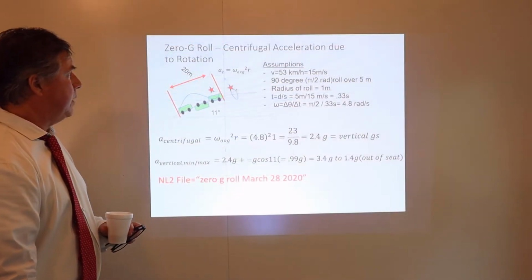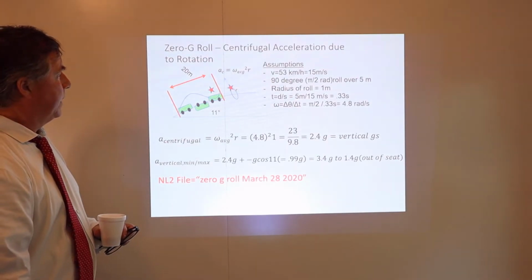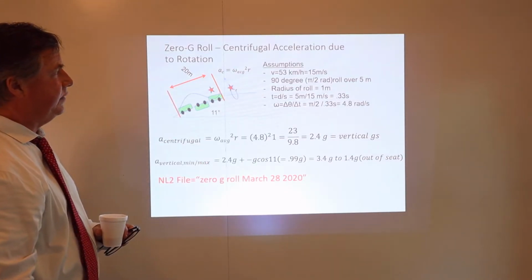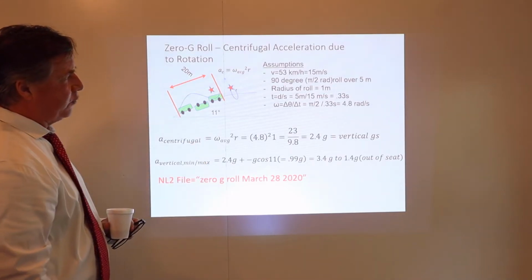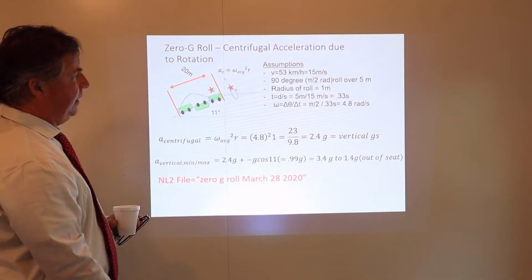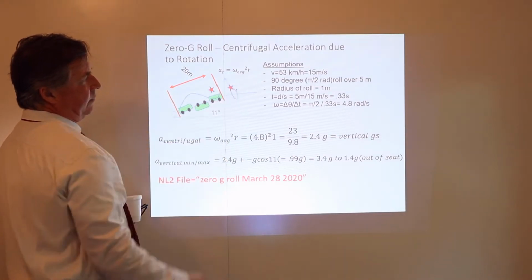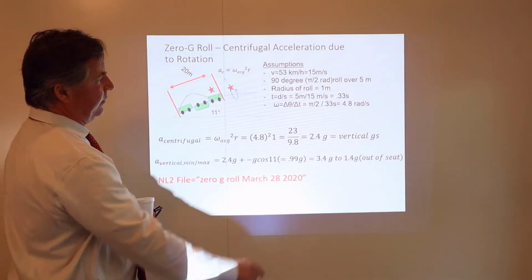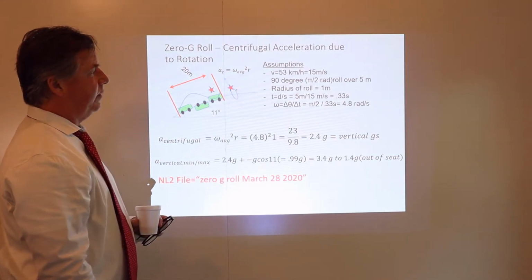Okay, so here I modeled the last 5 meters of the 20-meter segment you just saw. At the start of that 5 meters, the roller coaster is traveling at 53 kilometers per hour, which is 15 meters per second. That last 5 meters, it makes a rotation of 90 degrees, which in radians is pi divided by 2. The radius of the roll is about 1 meter. Okay, so this would be the rotation. The radius of that rotation is 1 meter. The time it takes to complete the 5 meters is distance divided by speed: 5 meters divided by 15 meters per second, or 0.33 seconds.